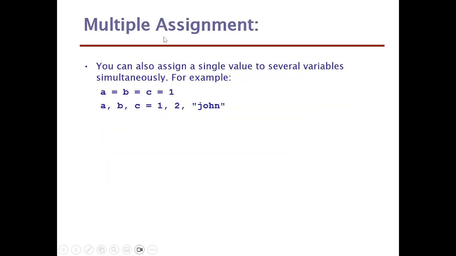So, multiple assignments. You can also assign a single value to several variables simultaneously. For example, a equals b equals c equals 1. So in this code, it just means that a equals 1, b equals 1, c equals 1. Right? Or a, b, c equals 1, 2, "John". So these are examples of how to do multiple assignments in a line of Python.